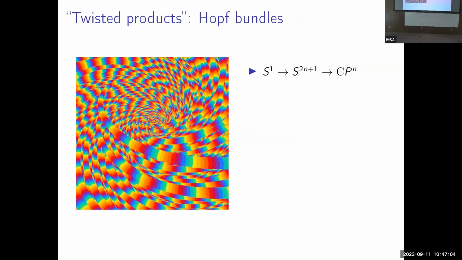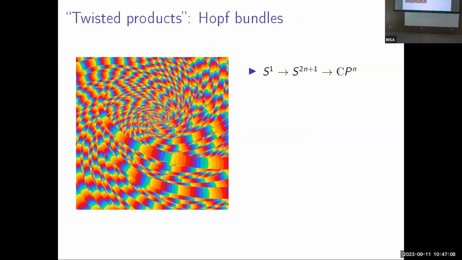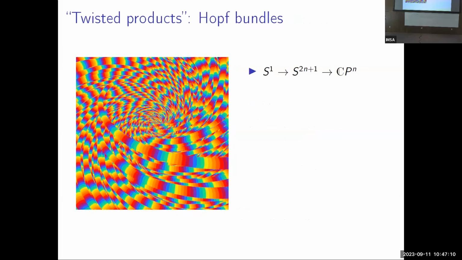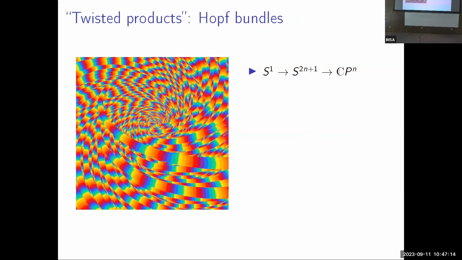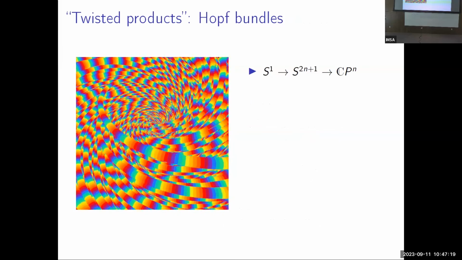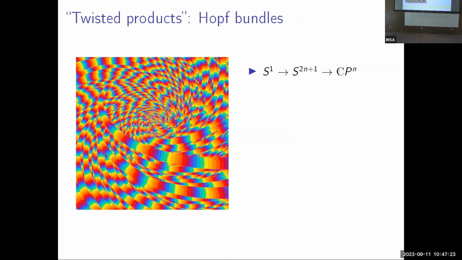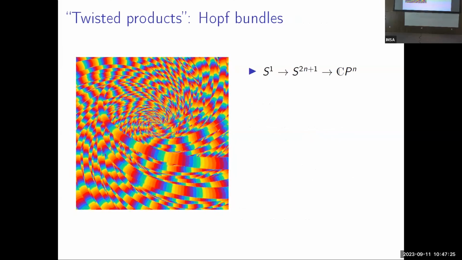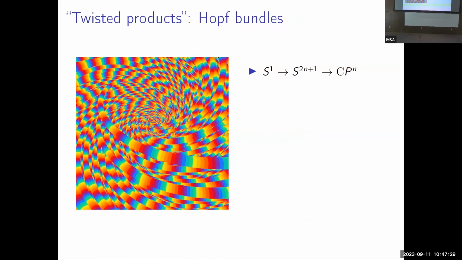And also, rather than taking products, we can take more general objects like fiber bundles. So these are all fiber bundles on the manifold CP^n. So the 2n plus 1 dimensional sphere projects onto CP^n with S^1 fibers. Okay. So this is not a product, it's a more general object, which has some topological interest.